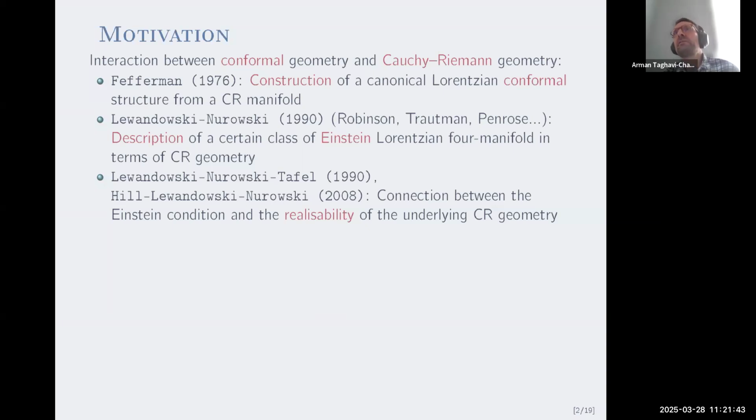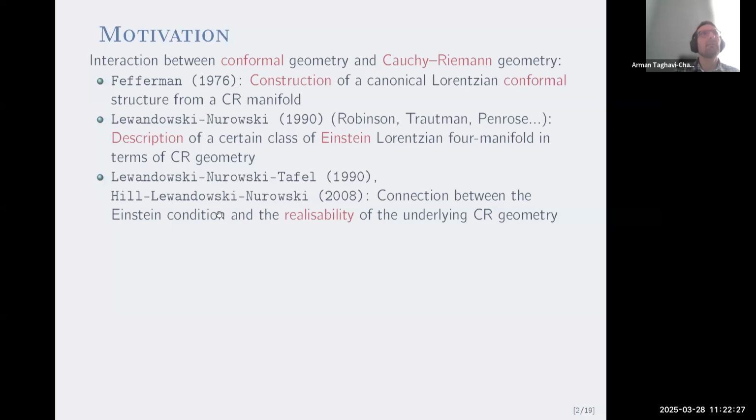Roughly speaking, a prototypical example of a CR manifold is a hypersurface in complex space. But not all CR manifolds are hypersurfaces, and we say that they are realizable if they are hypersurfaces, or they are diffeomorphic, CR equivalent, to hypersurfaces. This was a result of the 1990s, and also revisited later by Denny Hill, Lewandowski, and Nurowski in 2008.